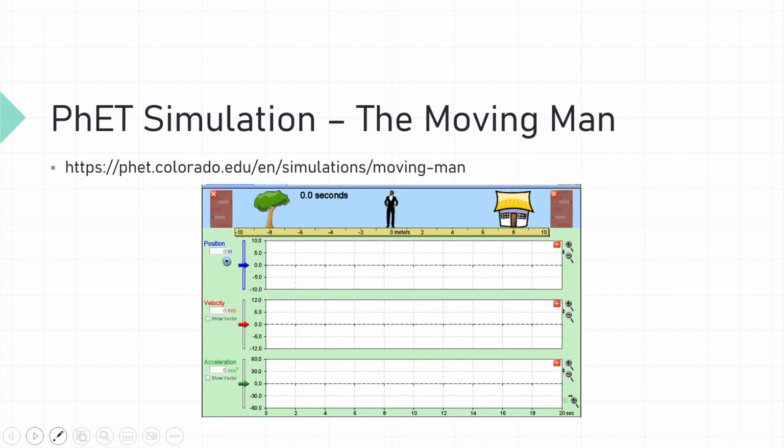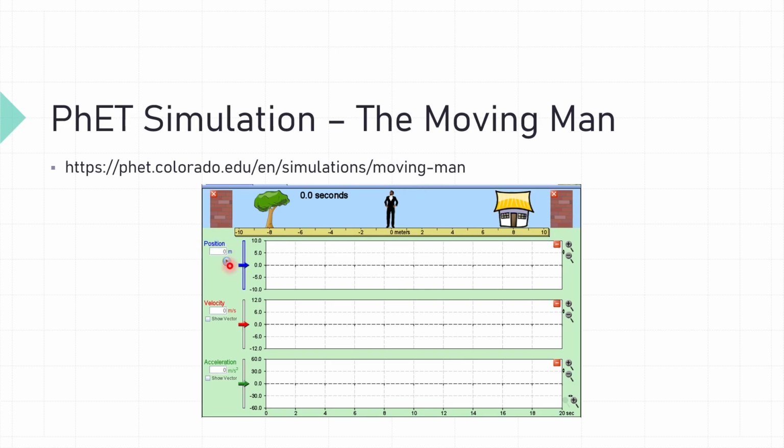The way that we're going to be able to get those graphical representations is through a PhET simulation. PhET is a STEM program run by the University of Colorado. They have all sorts of science-based simulations. This is probably not the only one that we'll be looking at within this course, but this one in particular allows us to analyze the position, velocity, and acceleration of a person as they are able to move in both directions in a straight line.